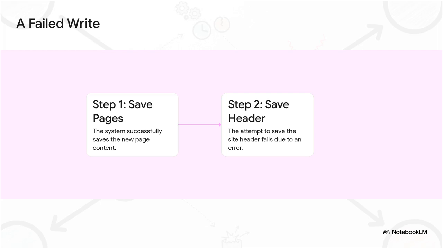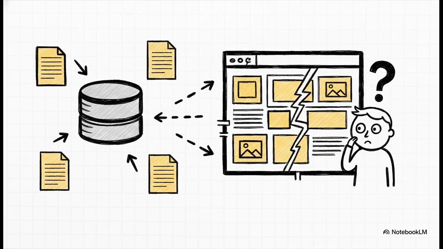Imagine a user is updating their website. First, the system saves the new content for their pages. That works, great. But then, when it goes to save the updated site header, boom, the connection times out. That second write fails. So what's the result? You've got these orphaned pages. They physically exist in the database, but nothing is pointing to them correctly. Even worse, the user might actually see this broken, incomplete state. For them, it's just confusing. For you, it's a data integrity nightmare.